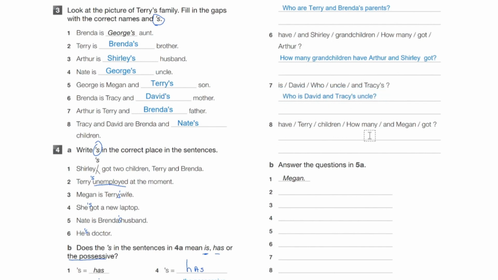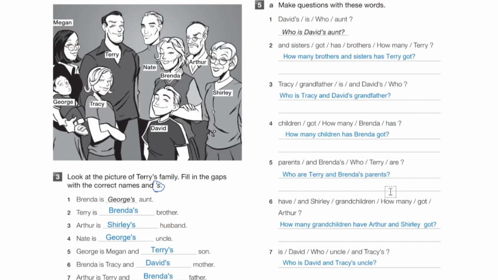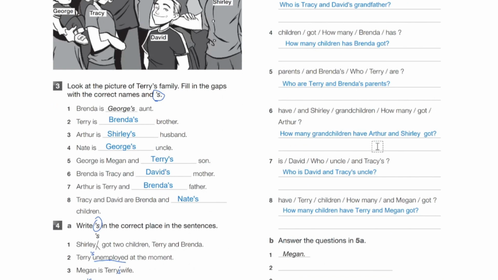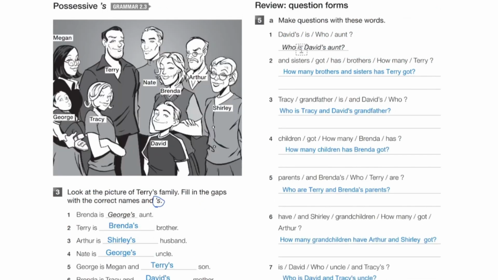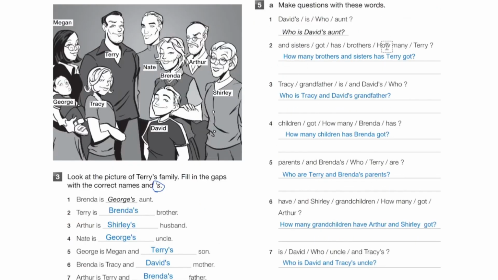Number 8, we got how many children have Terry and Megan got? How many children have Terry and Megan got? Okay, so that's it. Now we've just put all the questions in the right order. Number 6 is asking us to answer the questions in 5A. So we've got the 5A here.